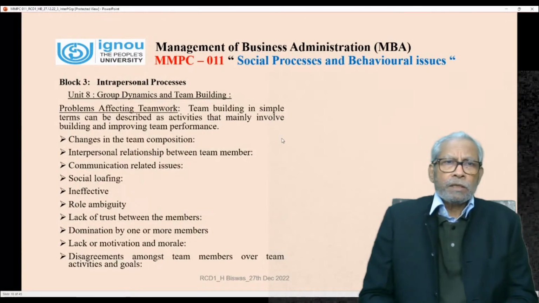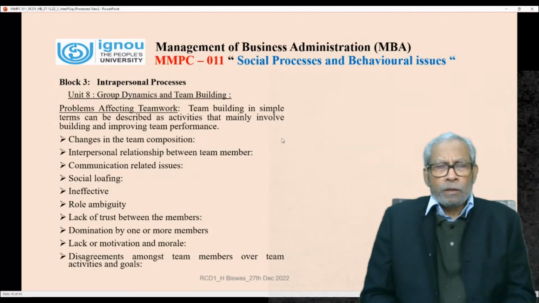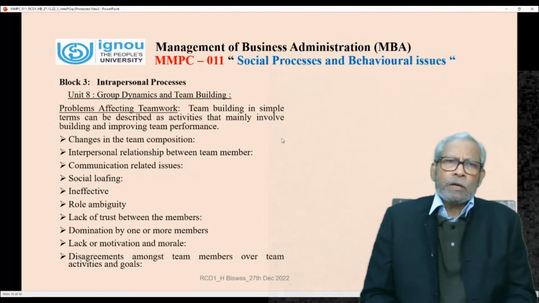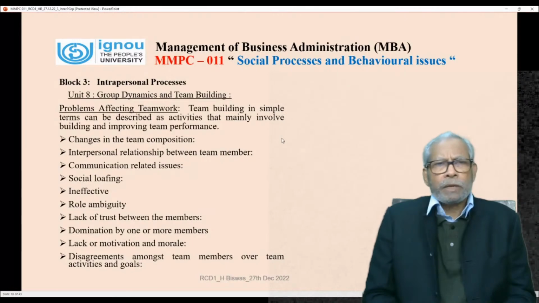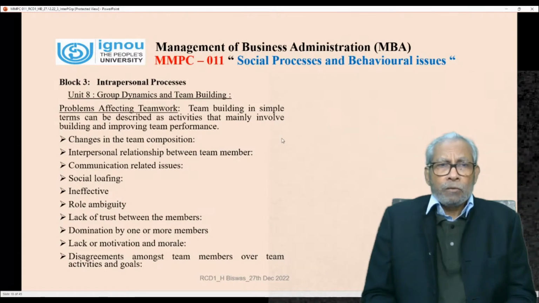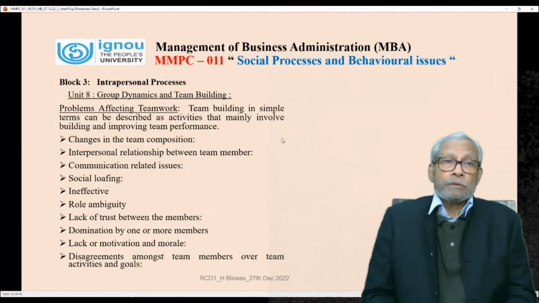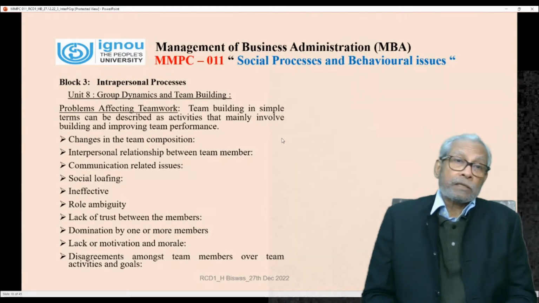Then group dynamics and team building again. There are problems affecting the teamwork. Now, so far we have been talking about group development, then teams, and whatever characteristics there are. Now we have to take into account what are the problems affecting the team. That's the part you should know, or you can see the factors. What are the factors of this?